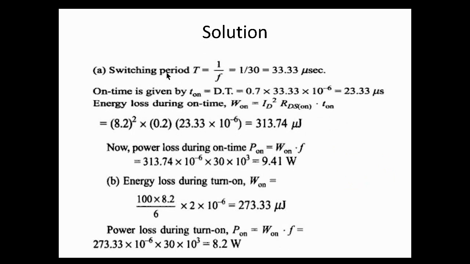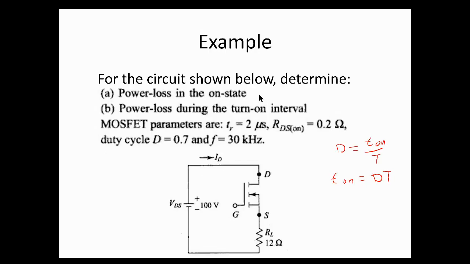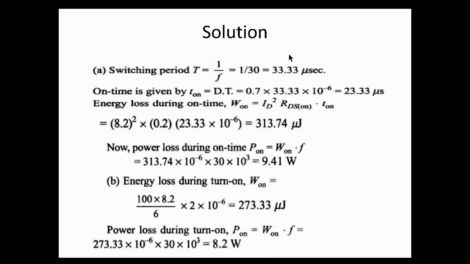All right. So we can get the period. We know what the frequency is. That gives us 33.3 microseconds. Then to get the on time, I showed you a while ago. Just make the substitution. Your duty cycle is 0.7, and your period, we have calculated it here. So your T on is 23.3 microseconds.